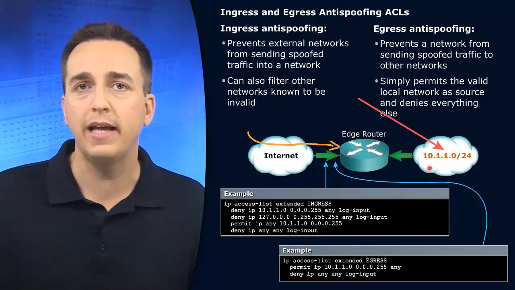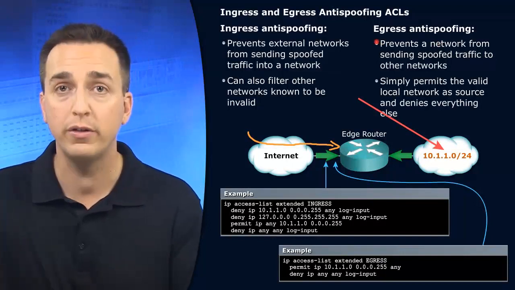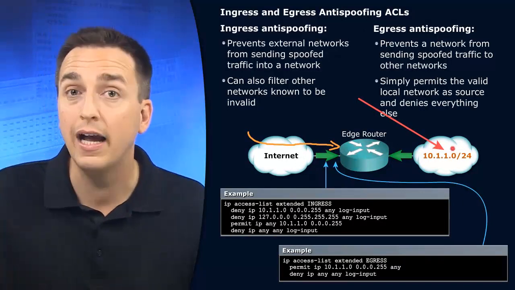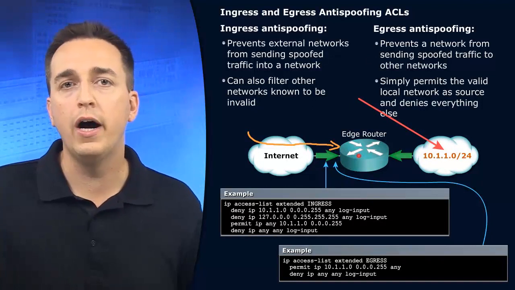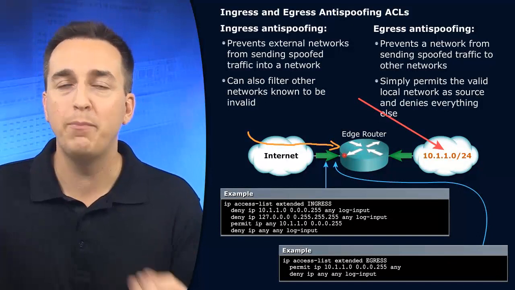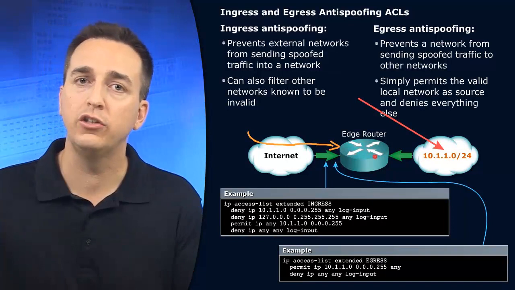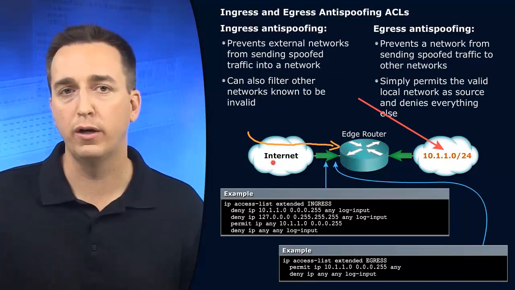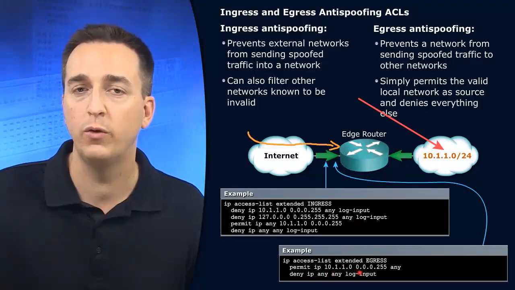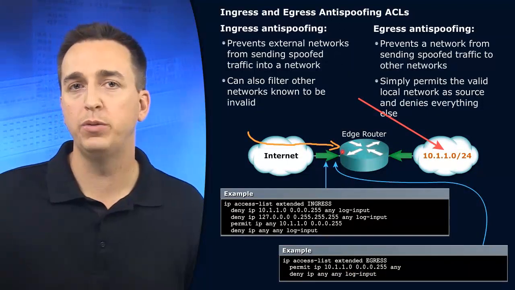Now, the egress anti-spoofing is done to prevent a network from sending spoofed traffic to other networks. So what we want to make sure of is that the users inside of our network are not allowed to spoof, for example, use an IP address on the internet or an IP address in another network as they're sending traffic out of their network. So what we're doing down here is we're saying, all right, we're only going to permit traffic that's sourced from 10.1.1.0 going to any destination outbound on this particular interface.